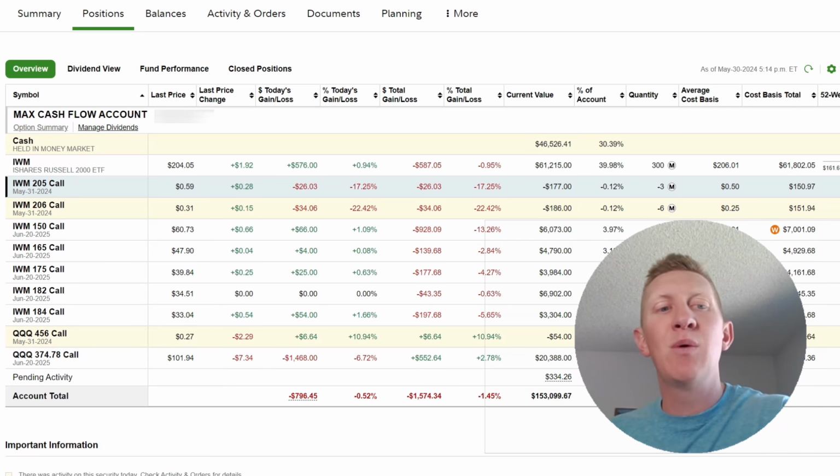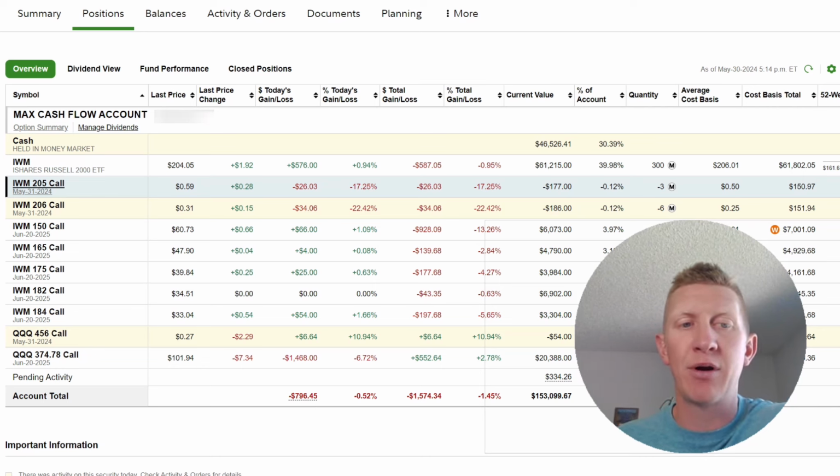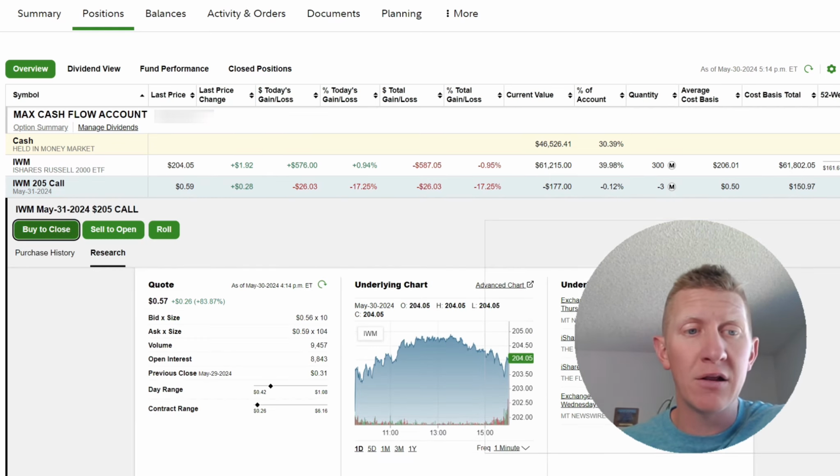We've got my IWM covered call here at the 205 strike price. I own 300 shares here, and I have 3 contracts right here. So let's take a look at rolling this. Within the Fidelity platform, if you click on your options contract here, you can click buy to close, sell to open, or roll your contract.